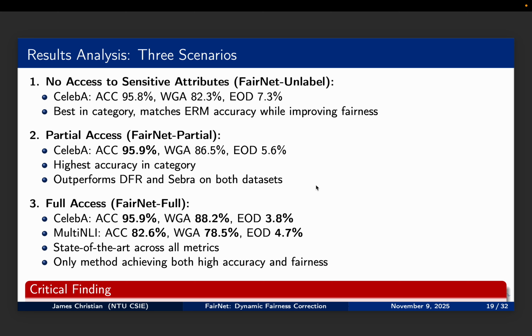Third, full access with FairNet 4. On CelebA, it achieved 96% accuracy, 88% worst group accuracy, and 4% equalized odds difference. On Multi-NLI, it achieved 83% accuracy, 79% worst group accuracy, and 5% equalized odds difference. This is the state of the art across all metrics. It is the only method achieving both high accuracy and fairness. The critical finding is FairNet improves fairness metrics while maintaining or exceeding baseline accuracy.